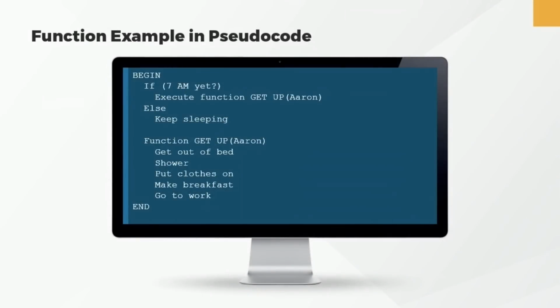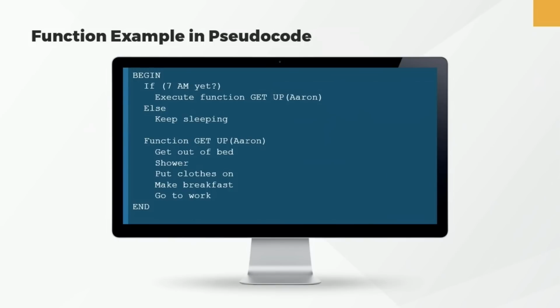So to finish up, here is a simple pseudocode example of a function called getUp. And my name in parentheses after the function name is known as a parameter, which is a specific value passed into the function so that it would only apply to me and not someone else. Now, again, this is only for visualization purposes, but a conditional test is performed first, which evaluates whether the time is 7 a.m. If it is, then the function is called. If it isn't, then I can stay in bed.